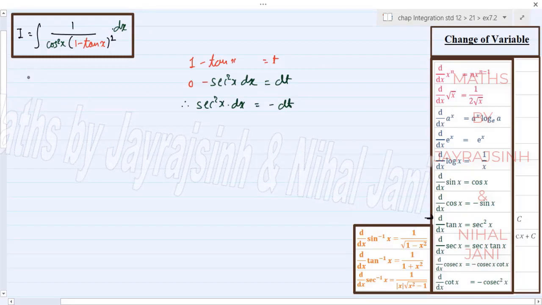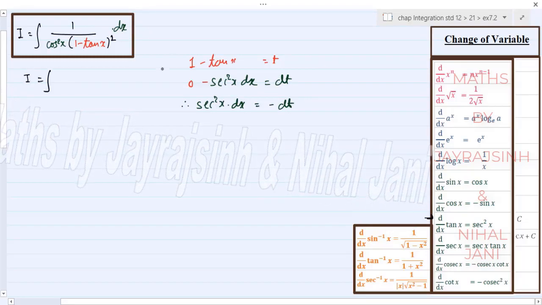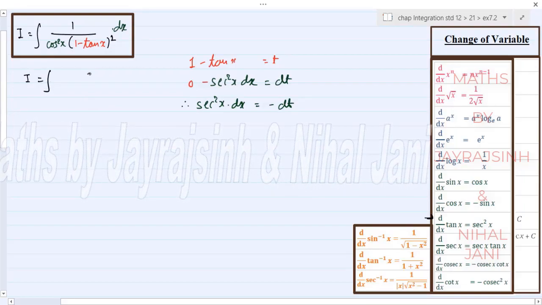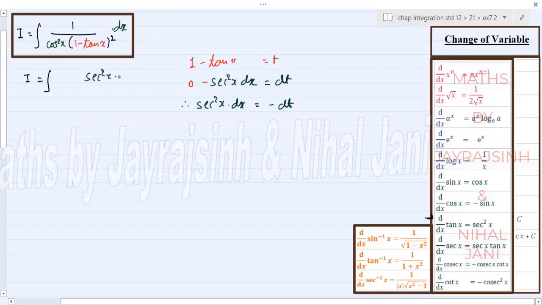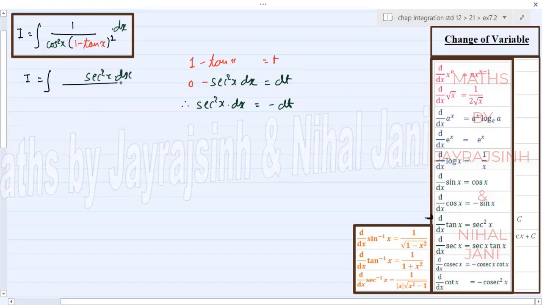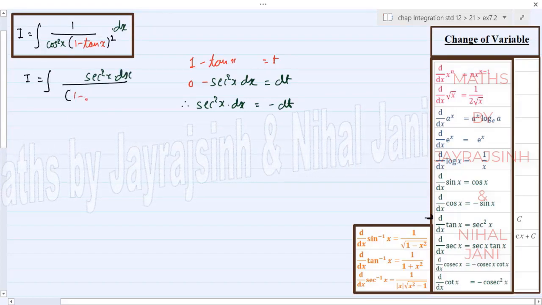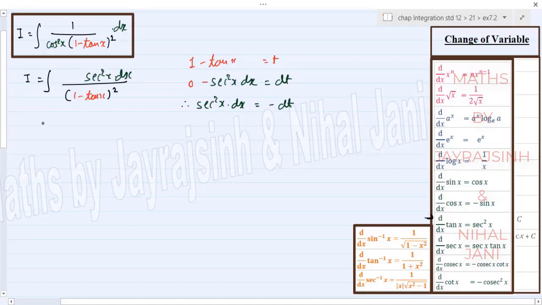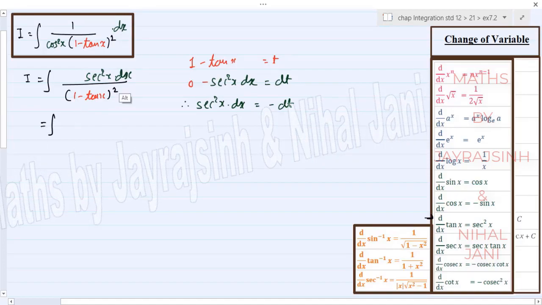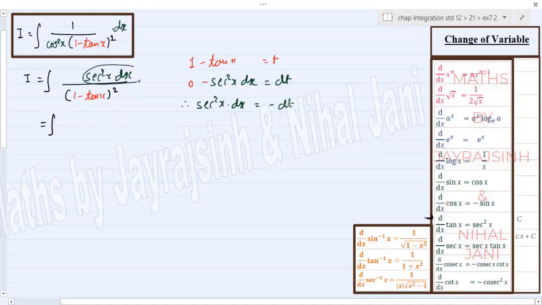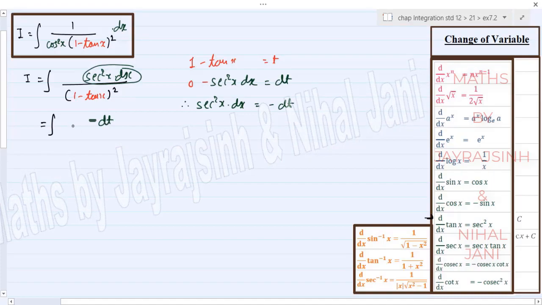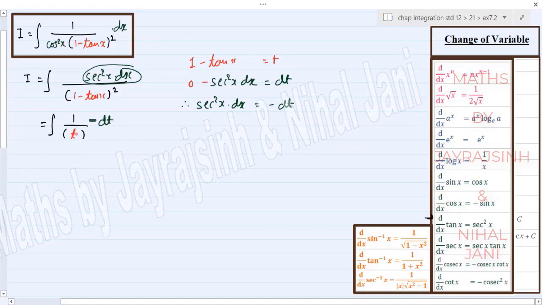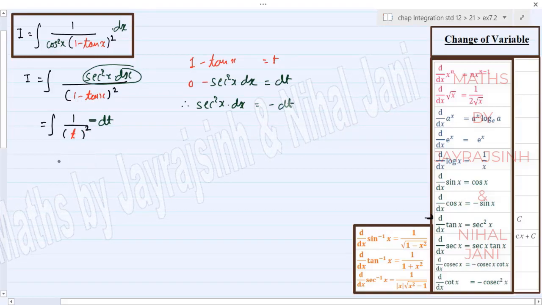So let's rearrange the terms so we can modify in terms of t. This 1 upon cos square x can be rewritten as sec square x dot dx upon 1 minus tan x the whole square will be as it is. So we are ready to modify our integration. This sec square x dot dx will become minus dt, and 1 upon, instead of 1 minus tan x, we just have to place t whole square will be as it is.